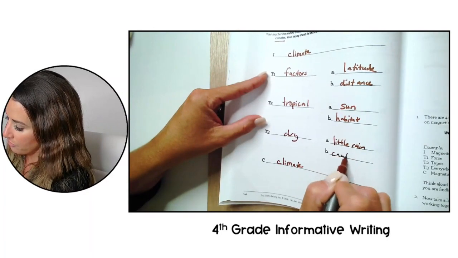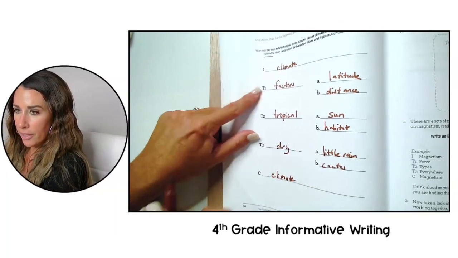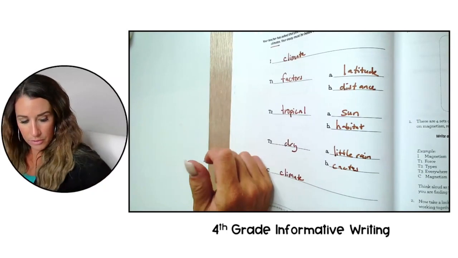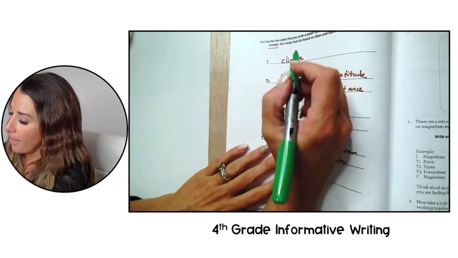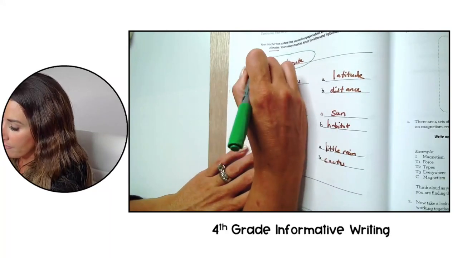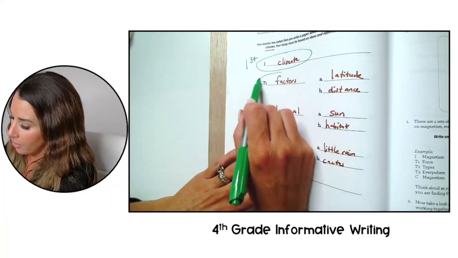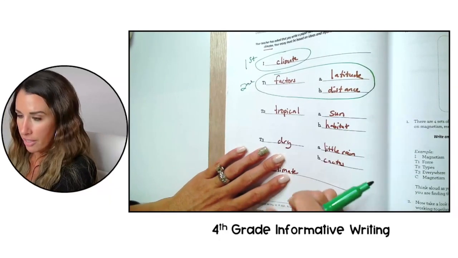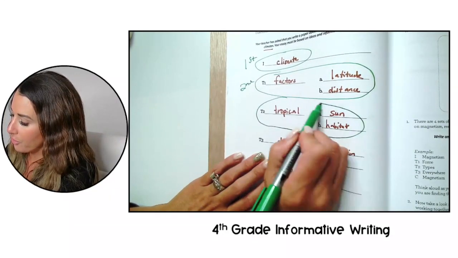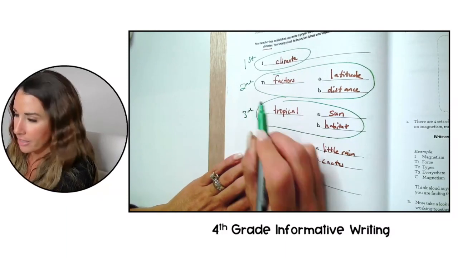And then the cactus for my B. Okay, and just as a review, just to remind you of how important this planning is, remember that this is going to be my first paragraph, introducing climate. All of this is going to be my second paragraph about the factors, the latitude and distance factors. This is all going to be my third paragraph about the tropical zone, the sun and the habitats in the tropical zone.